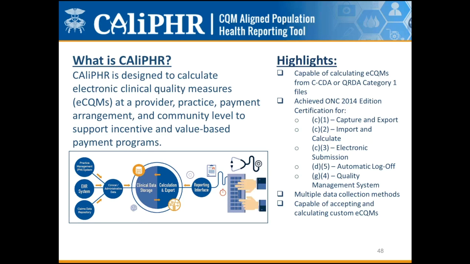The other important differentiator about the tool is in the way that we architected it: Caliper can accept custom electronic clinical quality measures, not just the ones that are published and known throughout the industry. So if you have a particular measure that is maybe outside of the norm that needs to be calculated for a particular program that you're trying to support, Caliper has the capability to accept that custom electronic clinical quality measure and run calculations off of your patient data.